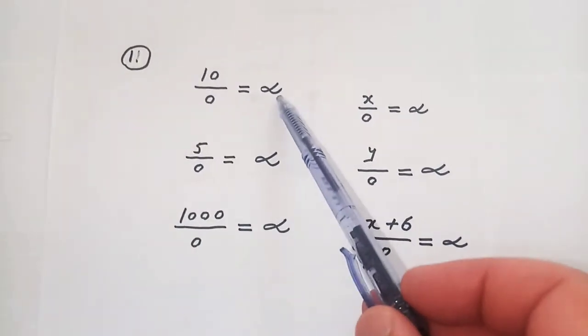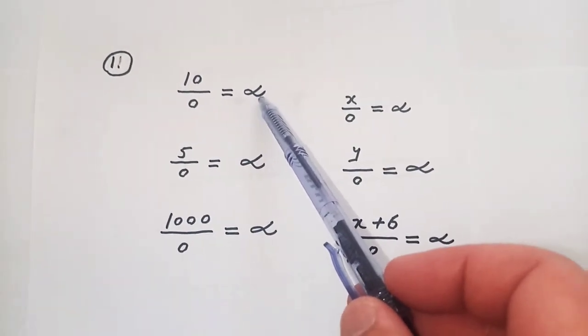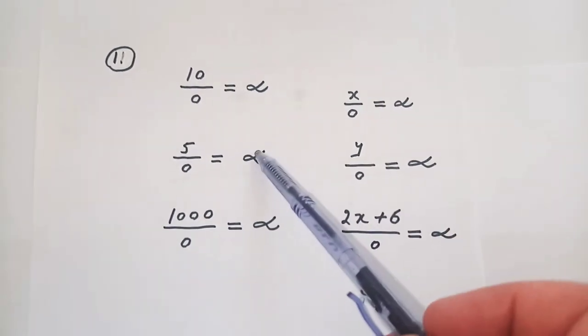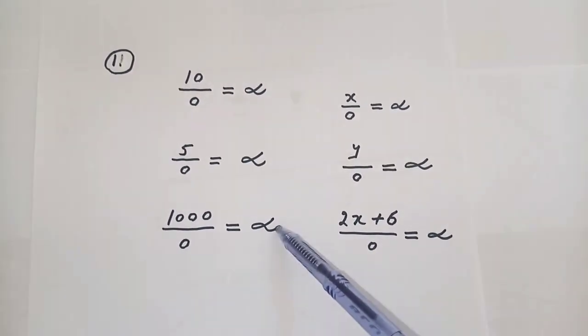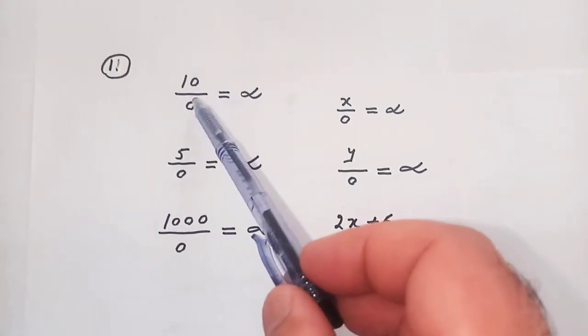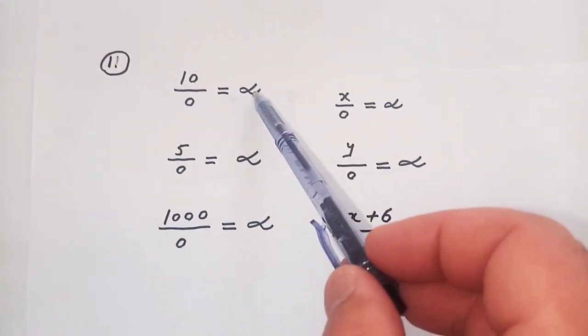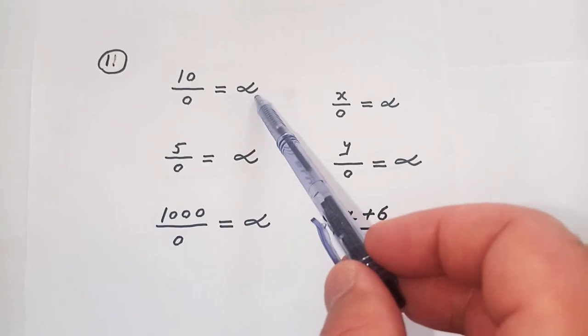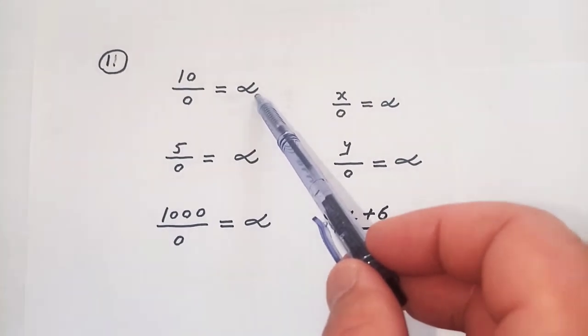Here is a symbol, it is called infinity. Infinity means a very, very large number. So this infinity shows a very, very large number. So if a number is divided by 0, the answer is a very, very large number, and we call this number infinity. Infinity means a very, very large number.